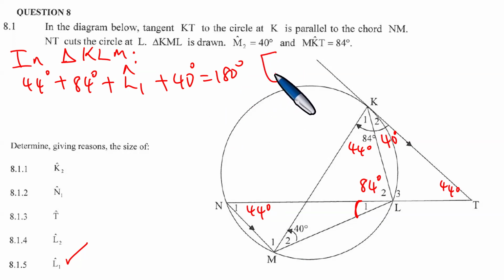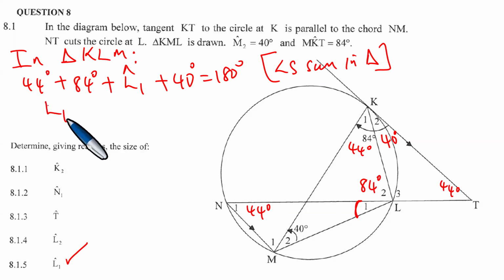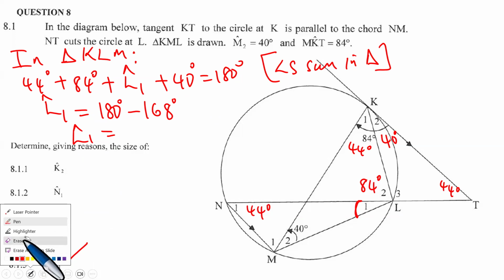The reason for this is angles sum in a triangle. So in the end, the angle L1 is 180 degrees minus... We have 44 plus 40 is 84, and 84 plus 84 is 168 degrees. So that angle L1 is 180 minus 168 degrees.